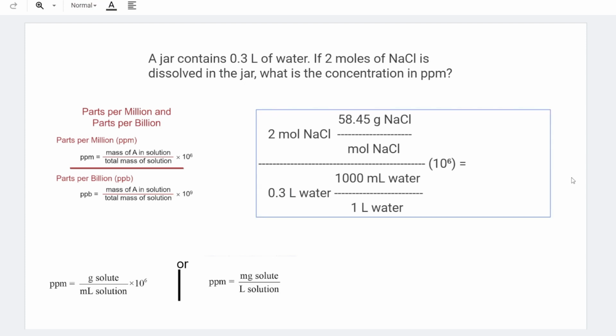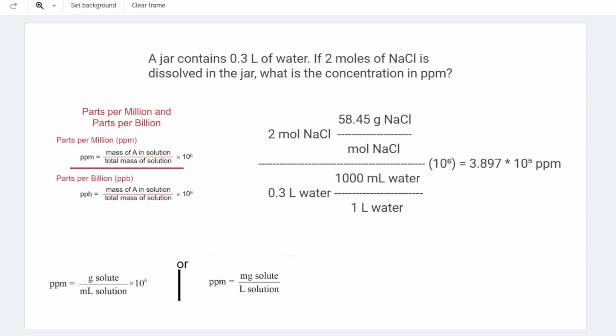Now we simply have to plug this into our calculator and we'll have our answer. And we get about 3.897 times 10 to the 5th parts per million. Let's look at another problem.